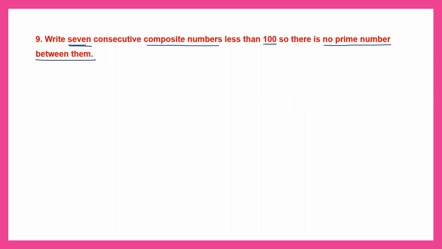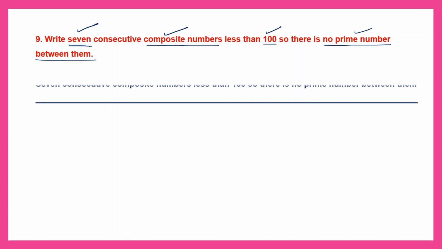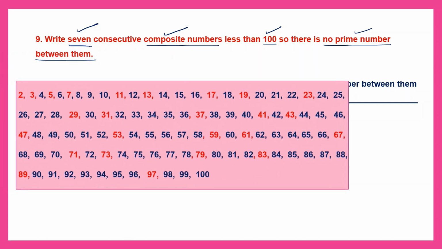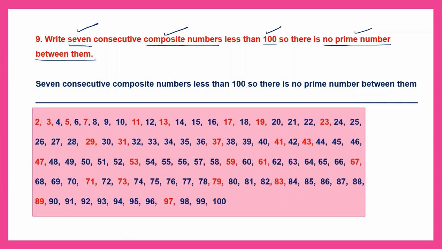So according to this, how many numbers should we get? We should get 7 numbers. They should all be composite. They should be less than 100. And in the 7 numbers, there should be no prime number in between. So first, let's write down all prime numbers from 1 to 100. Okay, so we have all these prime numbers between 1 and 100.